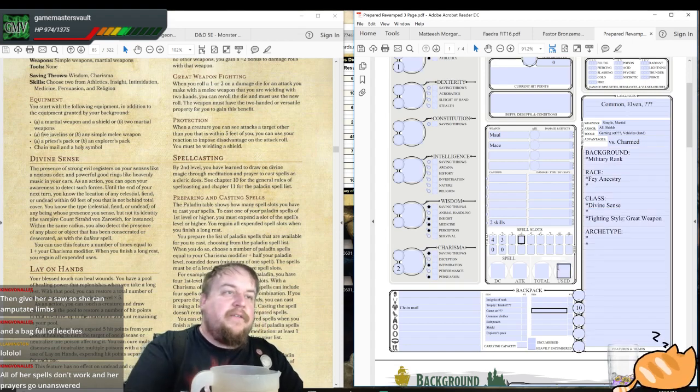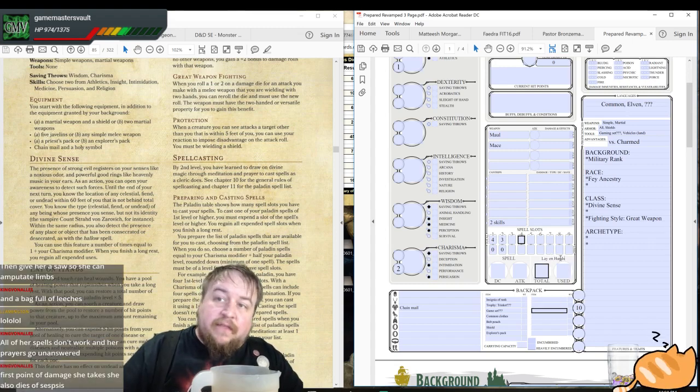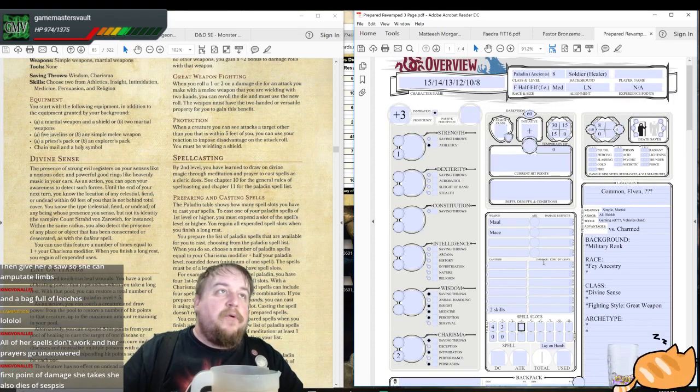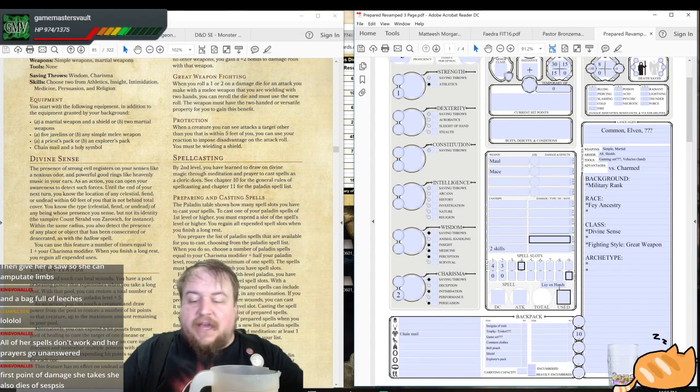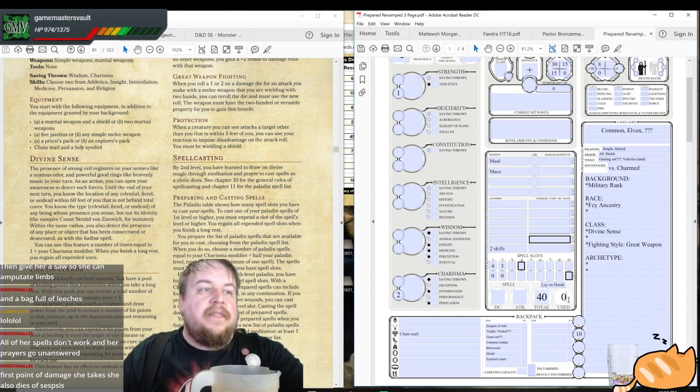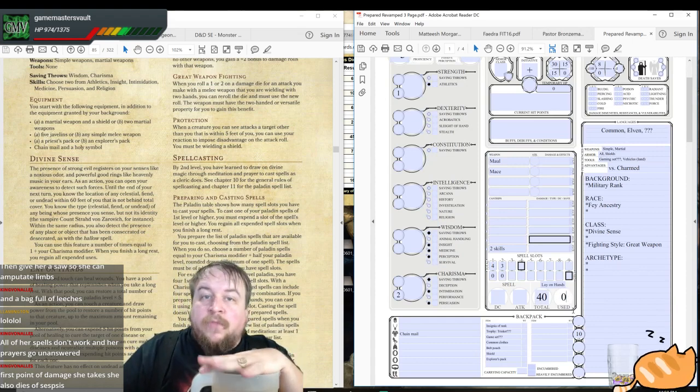And actually, down here, Lay on Hands, this extra little box on the first page is great for such a thing. You get 5 hit points per level. So in this case, we have 40 hit points that we can cure people, or we burn 5 at a time to remove poison or disease.